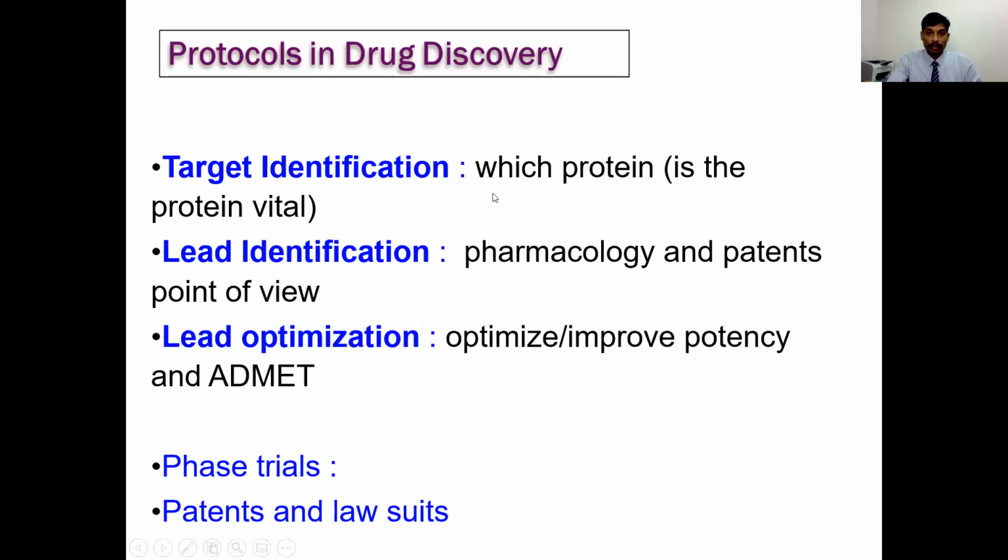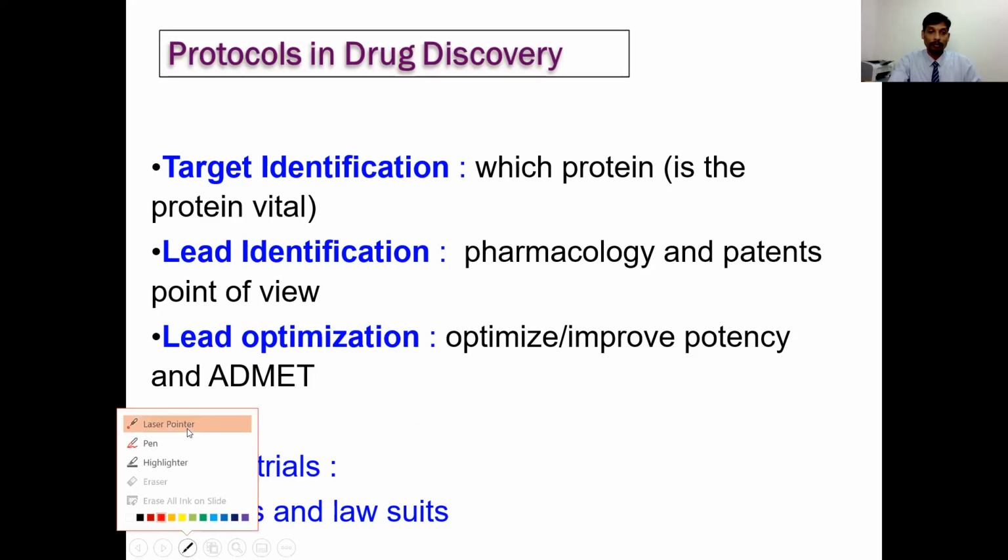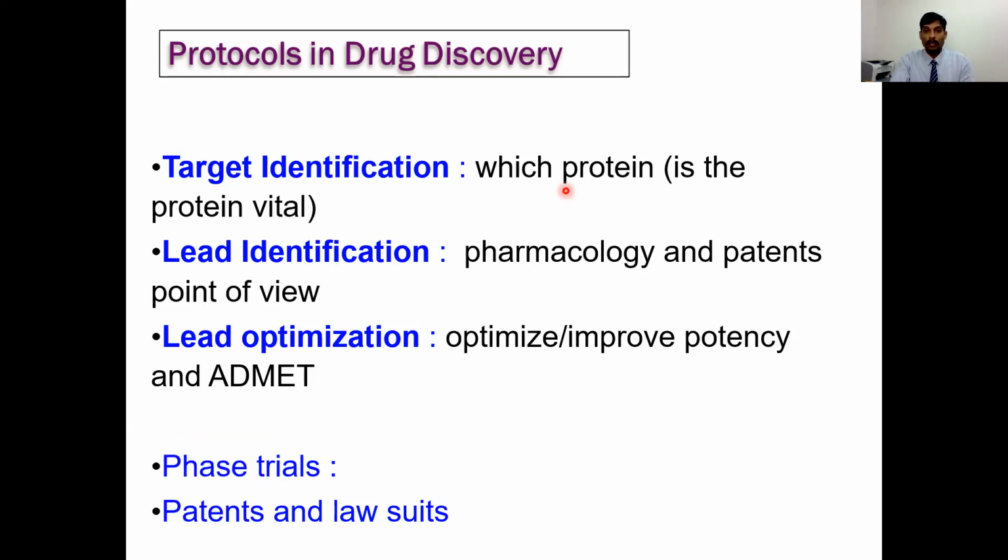Target identification is about which protein is vital. So we need to first understand what protein we are targeting, and then lead identification, pharmacology and the patent point of view, and lead optimization, improving the potency. So in all these areas, molecular modeling can help.